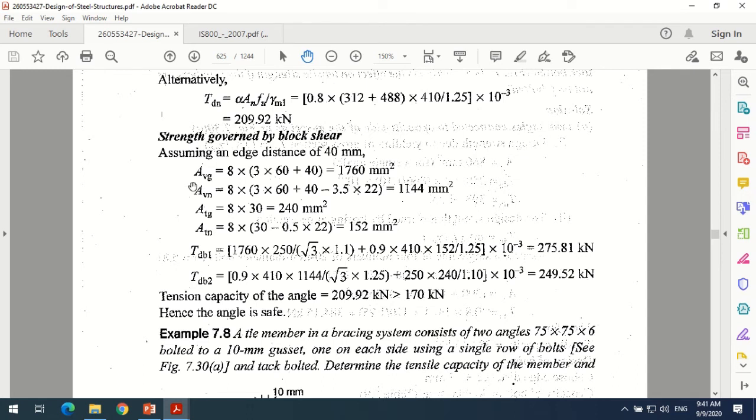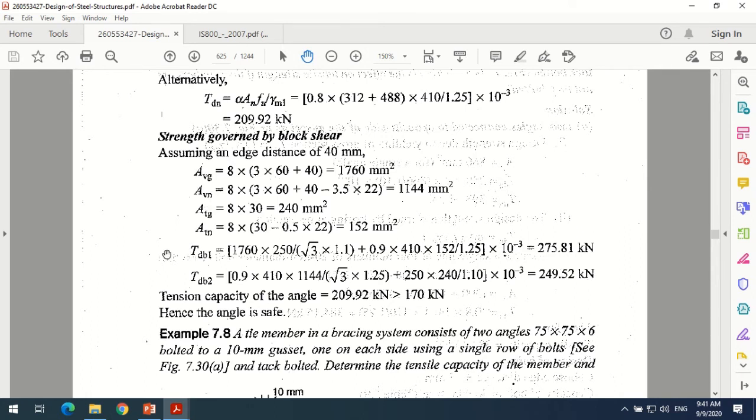In some of these areas, deduction for bolt hole is not considered, whereas in others the deduction for bolt hole is considered. AVG and ATG have no deduction for bolt hole. AVN and ATN have the deduction for bolt hole taken. So this is the value of the areas along the shearing and tension planes.